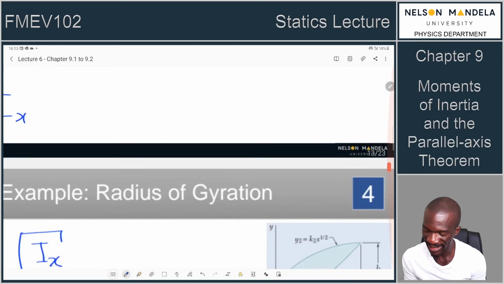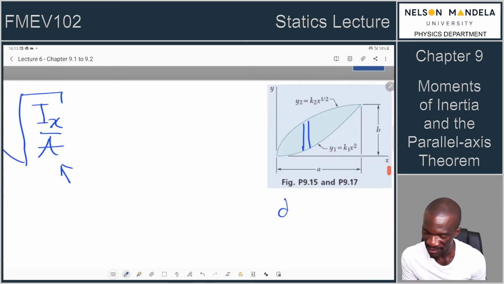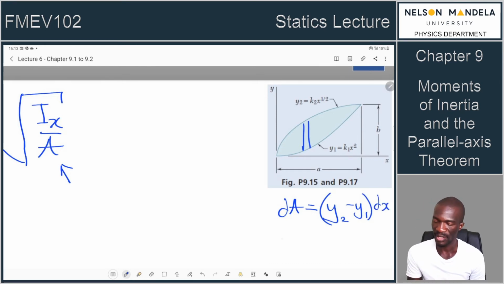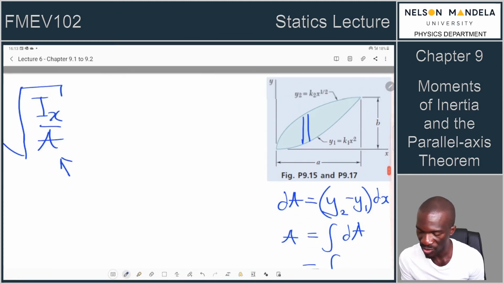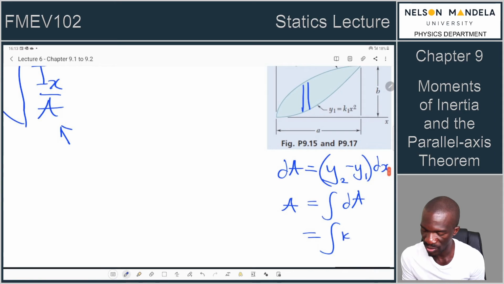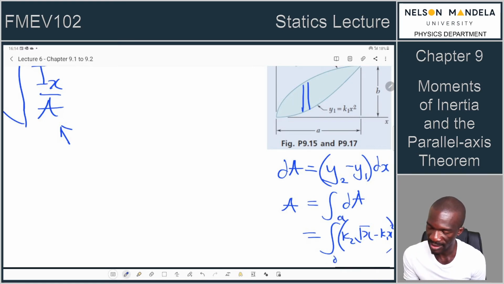Remember the definition of dA, isn't it? So you're looking at that strip. The definition of dA is our y, in this case y2 minus y1, that's the length. The thickness is dx, isn't it? Yes. So obviously, your A is simply the integral of dA, which is equal to the integral of those functions. So y2 is k2 root of x, minus k1 x squared, then we can close that bracket. This is from 0 up to a, and this is with respect to x.